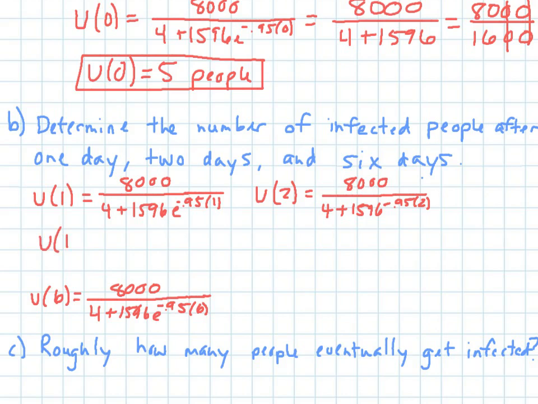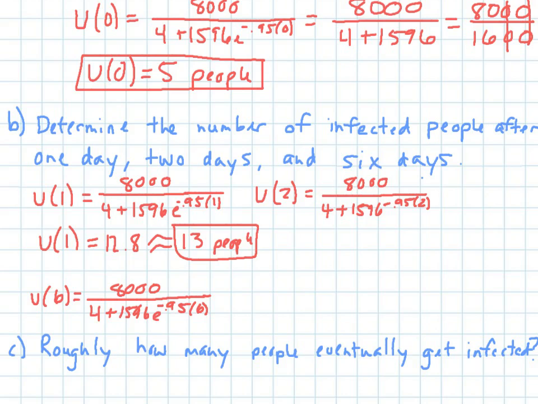For V of 1, you would get 12.8, and because you want people, you're not going to have 0.8 of a person. And for viruses, it would probably be good to overestimate so that you're not missing anybody. Because even though it's a model, it's not going to be super accurate. So we would say 13 people here.